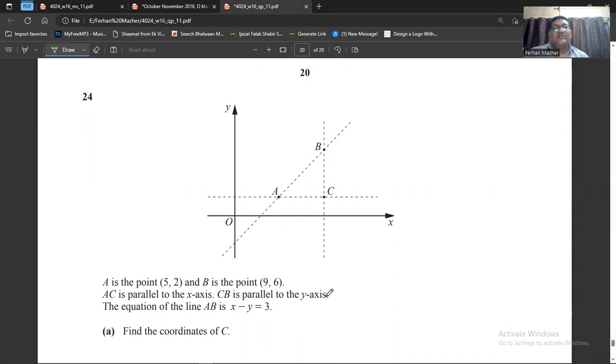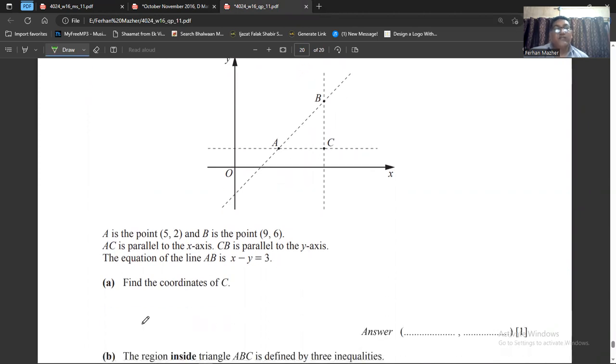BC is parallel to the y-axis. The equation of the line AB is x minus y equals 3. Okay, the equation of AB we know. Find the coordinates of the point C. Coordinates of the point C is very simple. You see, the B point is, let me increase the size, then it becomes easy.